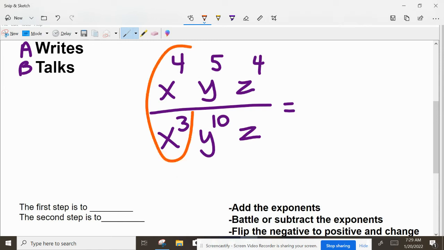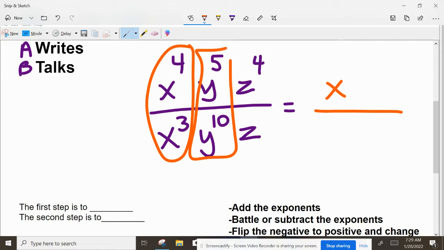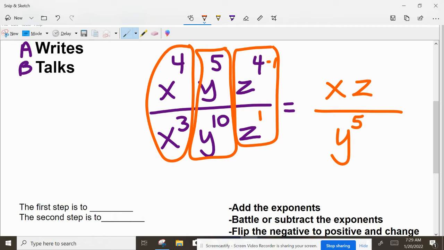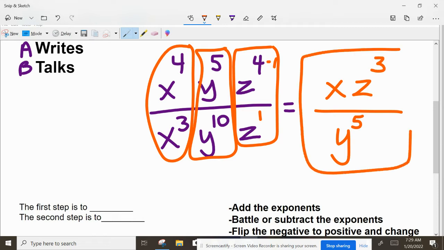Okay, so if we battle these guys, that's a battle. Who wins the battle? The top by 1. Do I really have to have that 1 there? Nope. All right, who wins this battle? The Y by 5 on the bottom, correct? And then who wins the Z battle? Remember, there's an invisible 1 here. This one comes up here, subtracts there, so Z to the 3rd. All right. X, Z to the 3rd, Y to the 5th. That one was a little more intense. We're going to do a couple more.